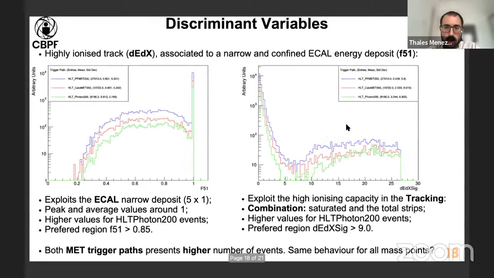So to answer this question, we have to have a look at the discrete variables that we defined previously. On the left, the F51 in the equal part, and on the right, the IDX significance, which relates to the tracking part and the saturation of the strips on the tracking system. We can see for the F51 a higher number of events around 1, which is what we're expecting, since it is the signature of a signal. And you can say that a good region for the F51 is higher than 0.8, for instance.